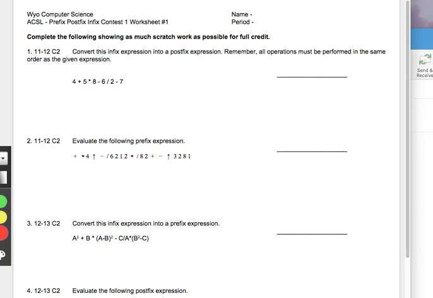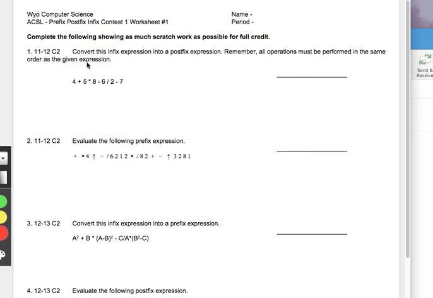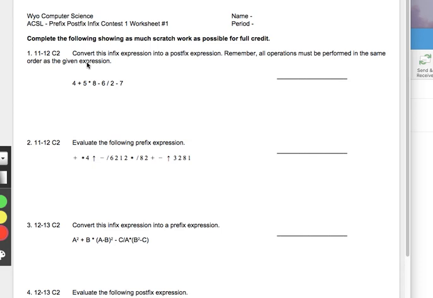Hi, Mr. Minnick here, helping students learn an ACSL topic called Prefix, Postfix, Infix, and here are some sample exercises. I have a guide for this somewhere on my website if you can find it. Email me if you can't, but let's take a look at these few questions.